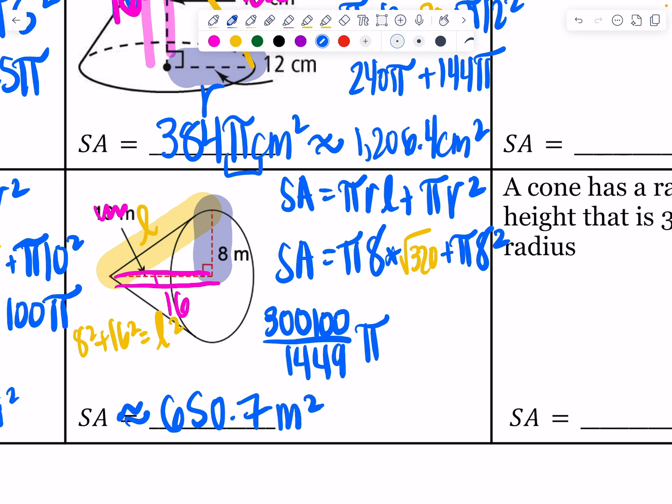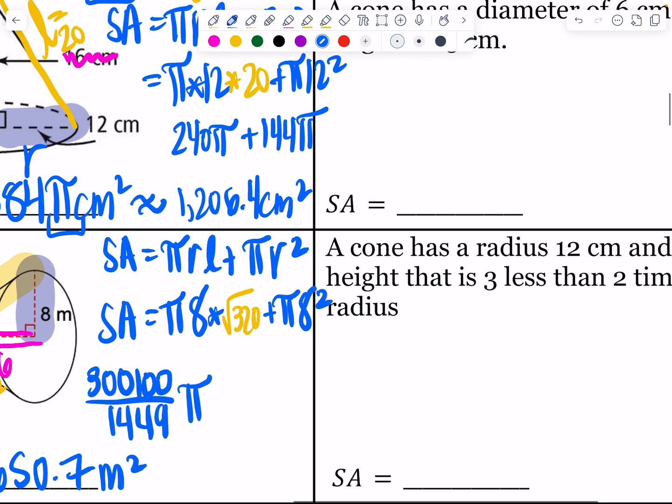In terms of pi, it's not very pretty because what you're typing in is 8 times the square root of 320 plus 64, which is 8 squared. So whenever you change that to an improper fraction, it is not very pretty, okay? So let's go ahead and look at 2 more.